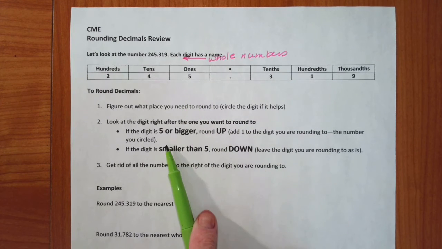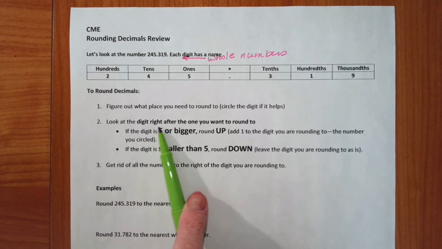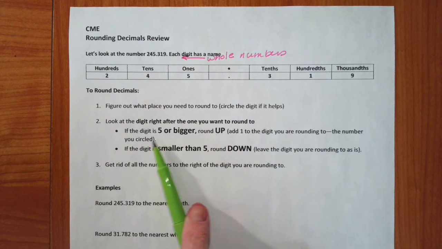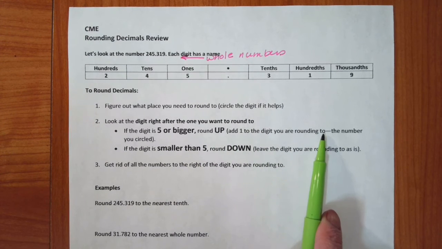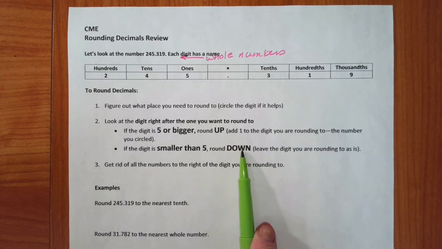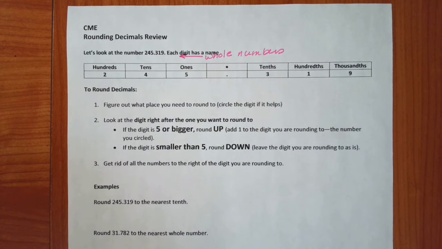Okay. So once you've got it circled, you are going to look at the digit right after the one that you circled. If it's 5 or bigger, you round up, which means you add 1 to the digit you're rounding to, the circled one. If it is smaller than 5, you round down, which means you leave the digit you are rounding to as is. Then you're going to get rid of all of the numbers to the right of the digit that you're rounding to.